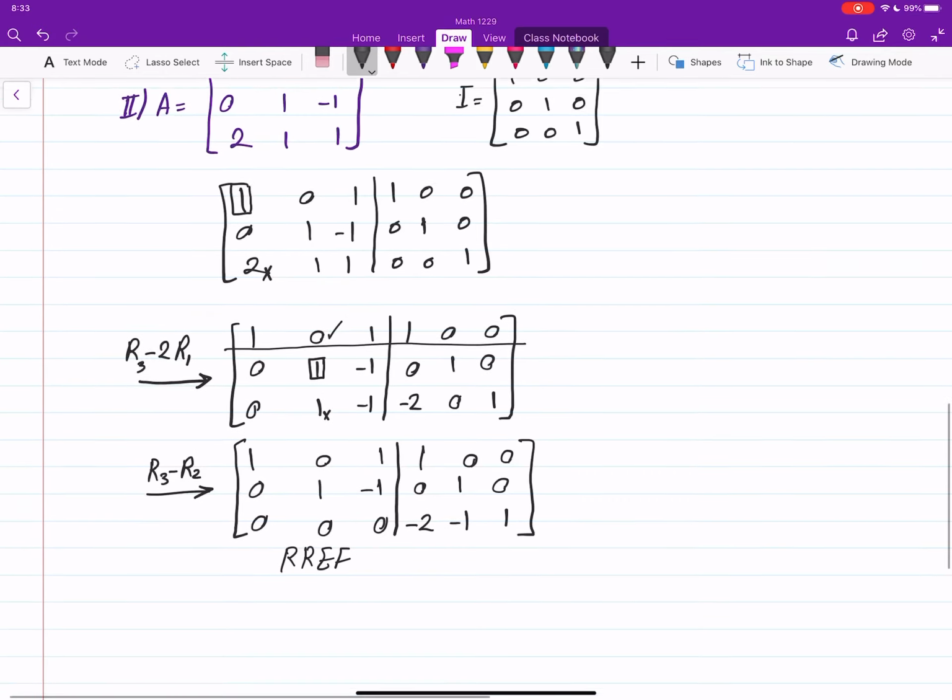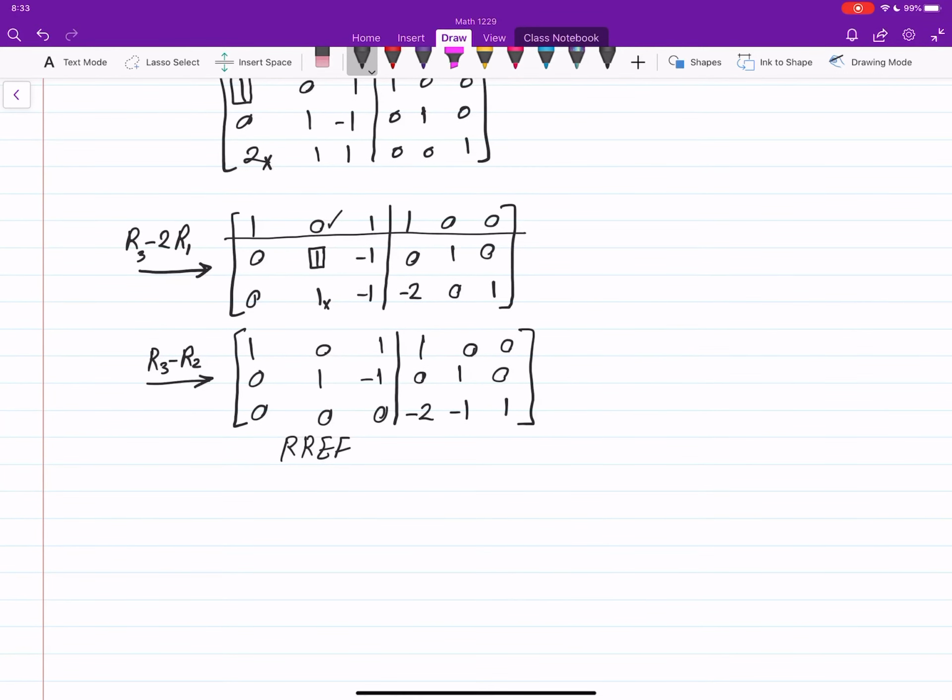Now it's time to decide if the matrix is invertible or not. Look at the left-hand side. Is it the identity matrix? Well, it is not. The identity matrix is 1 0 0, 0 1 0, 0 0 1. Here I have 1 0 1. This is not the identity matrix. So the row reduced echelon form of A is not the identity matrix.